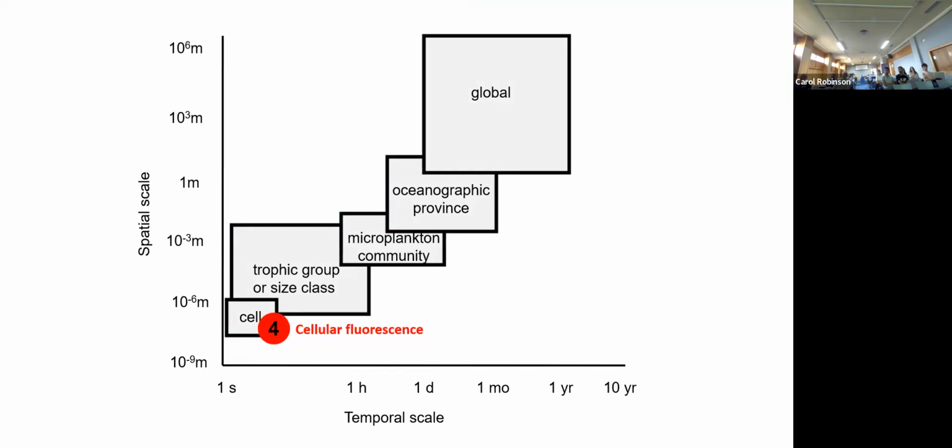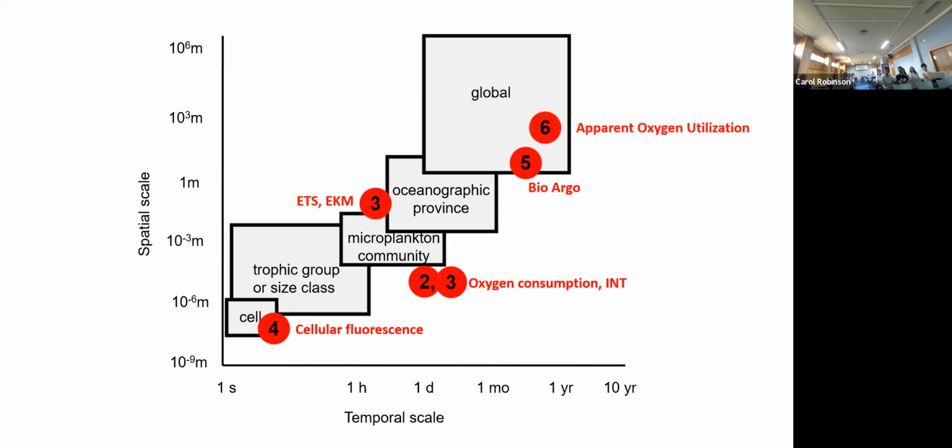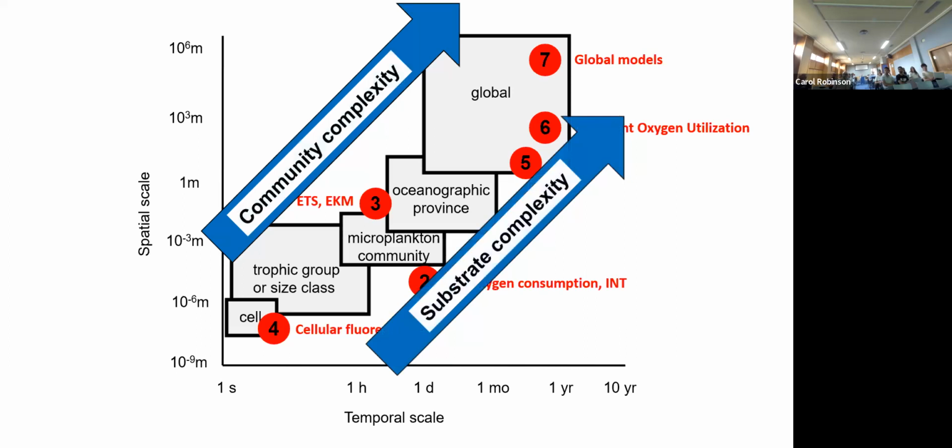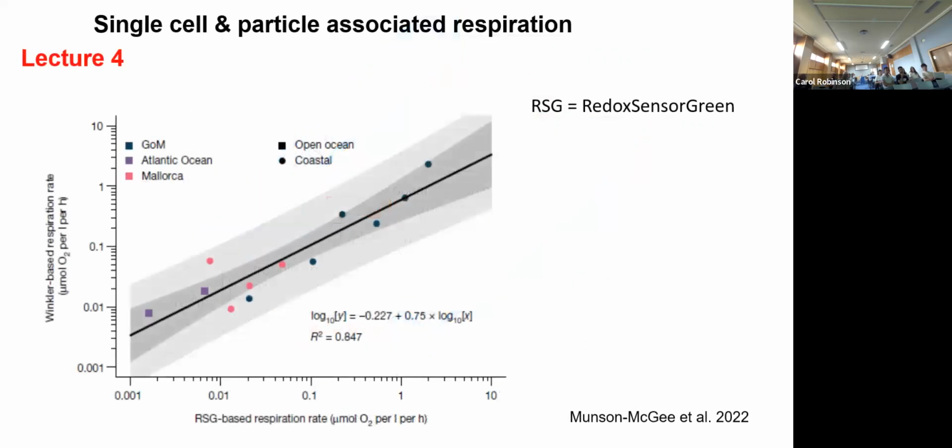So in lecture 4 today, you'll hear about a cellular fluorescence method based on the dye redox sensor green. In lectures 2 and 3, we'll hear about methods based on consumption of oxygen and the reduction of the tetrazolium salt INT. In lecture 3, we'll also hear about enzymatic methods, quantifying the activity of the electron transport system. In lecture 5, the determination of oxygen consumption using optodes on biogeochemical Argo floats. In lecture 6, biogeochemical methods to determine oxygen utilization. And in lecture 7, most importantly, the use of ecological models to both investigate and predict mesopelagic respiration. And this is why it will span the complexity in the community and the complexity in the substrate mobility. So let's take these fairly quickly one at a time.